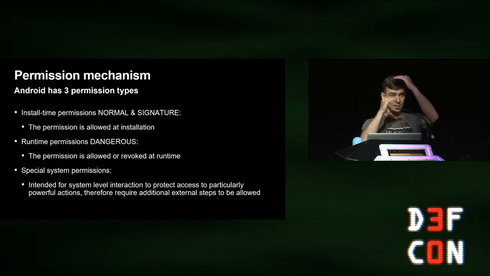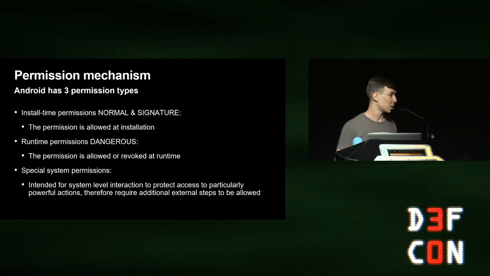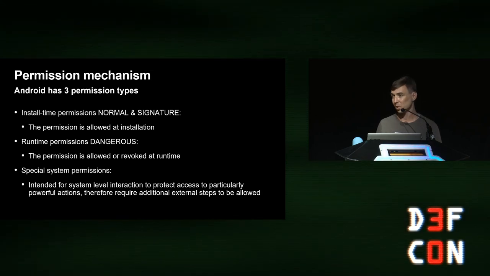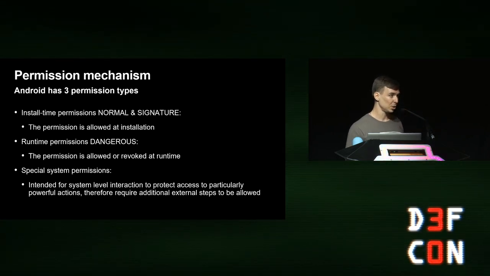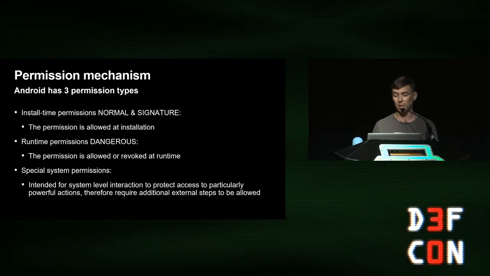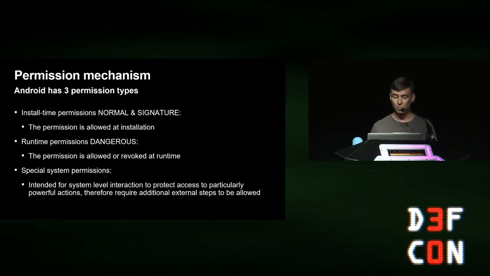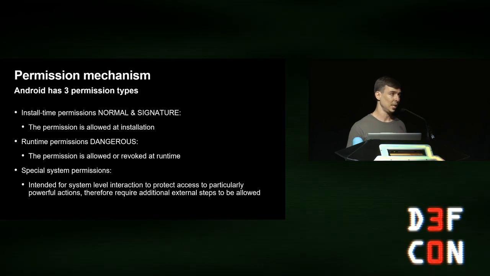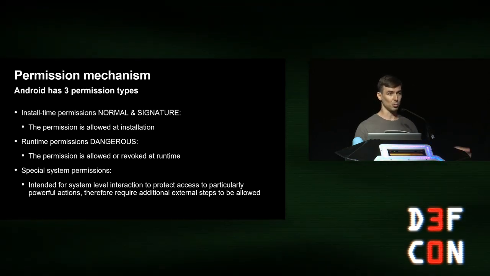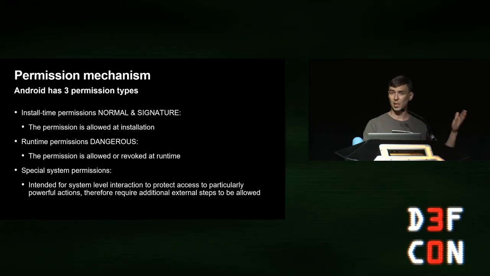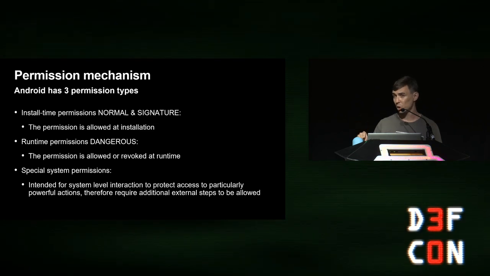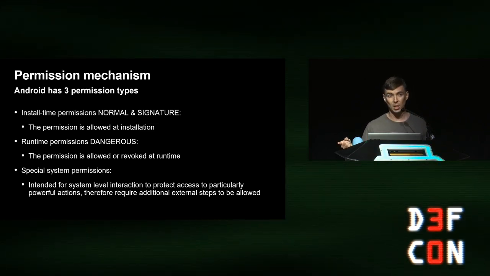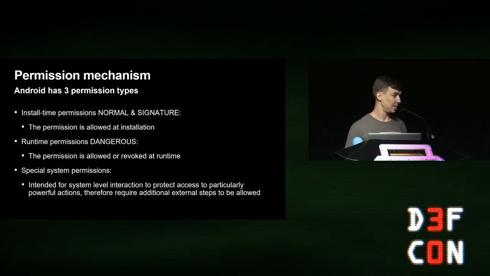Anyway, above that, there is the top, highest protection level called special system permissions. These are very unique and very rare permissions. They're intended for system level interaction, and their job is to protect the most powerful actions. For that reason, they cannot be allowed from the application context. The user actually needs to go outside of the application context to the advanced settings and enable this permission for that particular application explicitly.